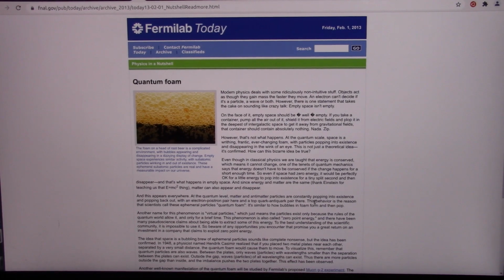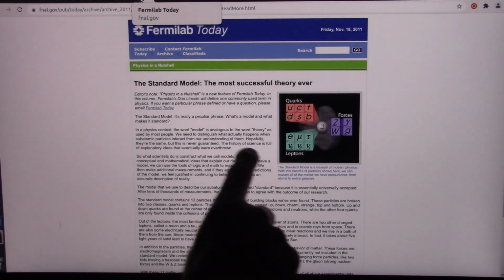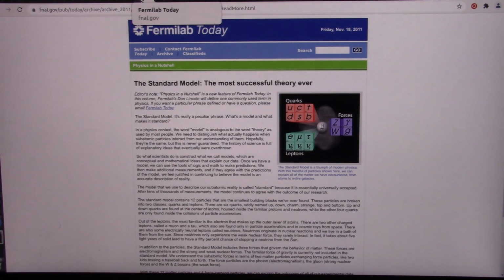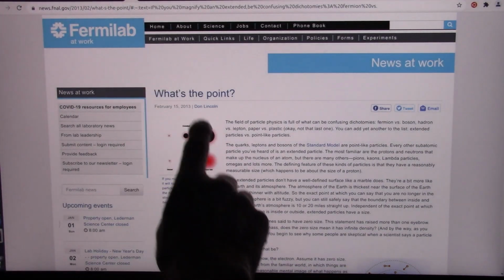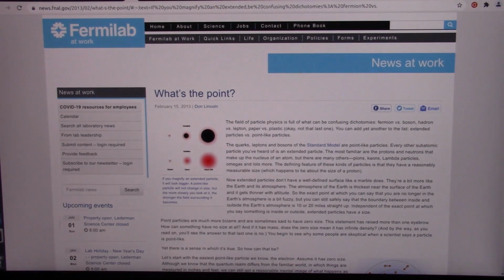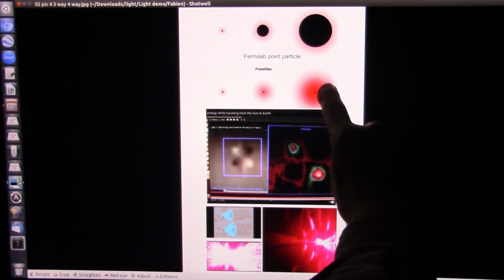Let's take a look at that. I mean, it's quite obvious. This is the problem right here. Don Lincoln is stuck on the standard model, cannot get off it, and is not correct. Now, don't forget, this is Don Lincoln again. Here's the particles. We found them. Let me show you. As you see, those are the Fermilab particles.